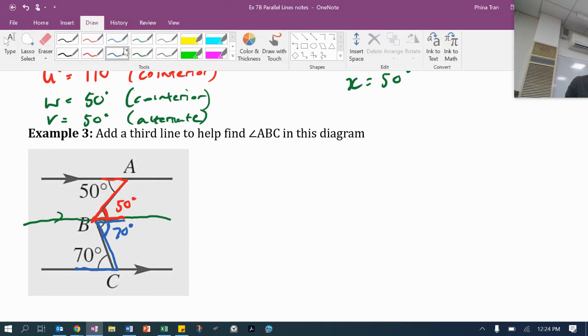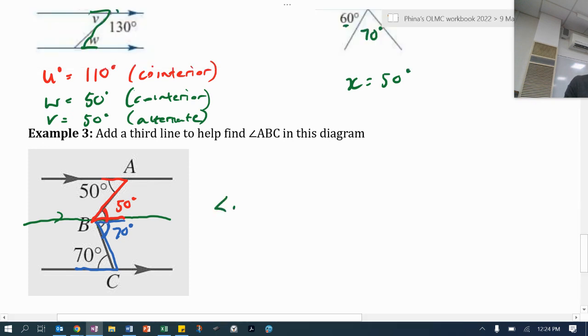So then my angle ABC is equal to what altogether? So angle ABC, which is the whole thing, is 50 plus 70, which is equal to 120 degrees.